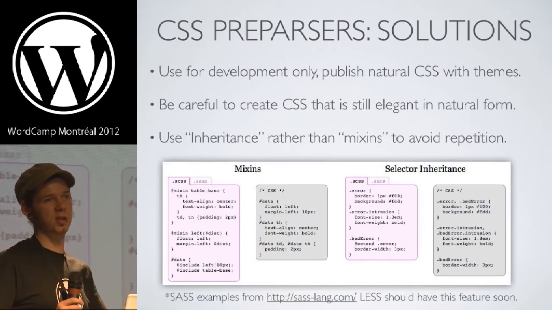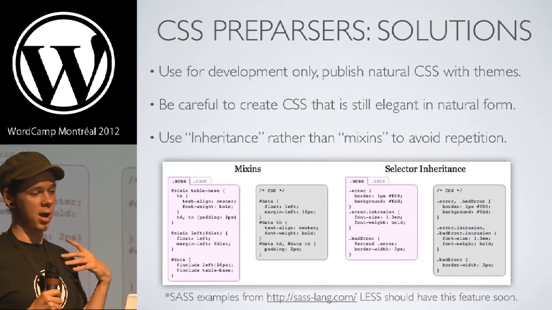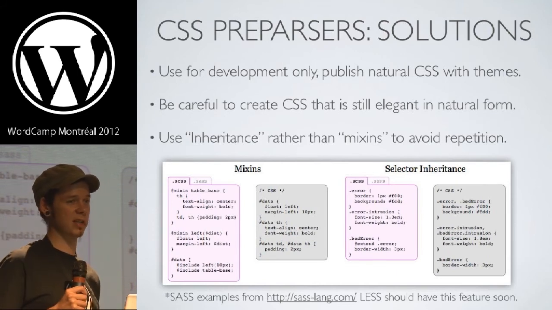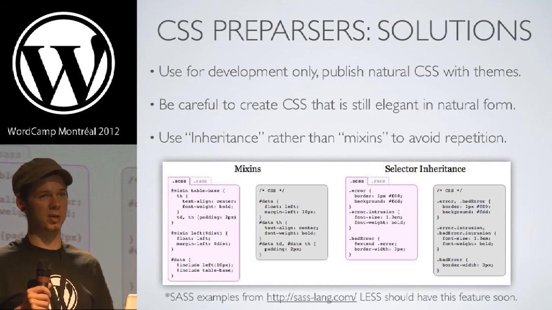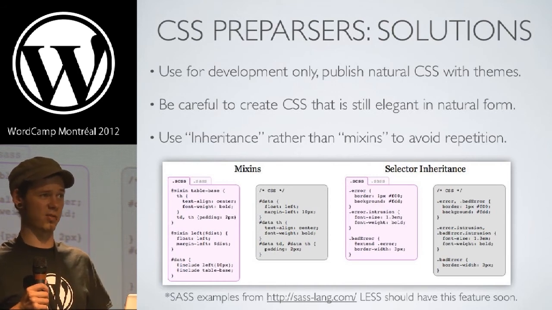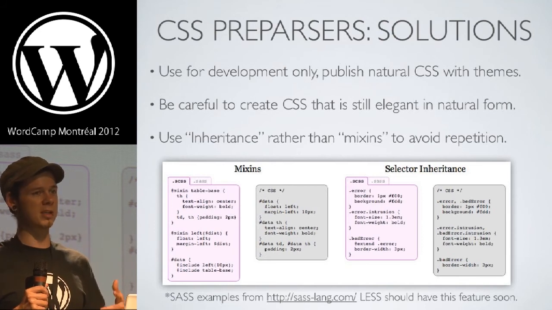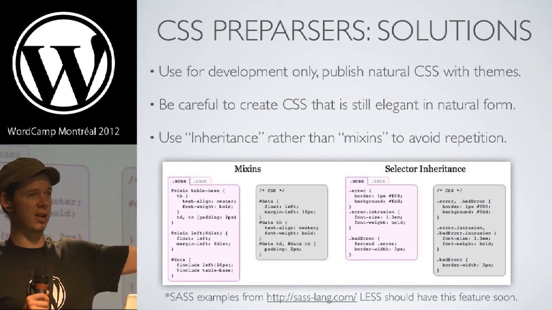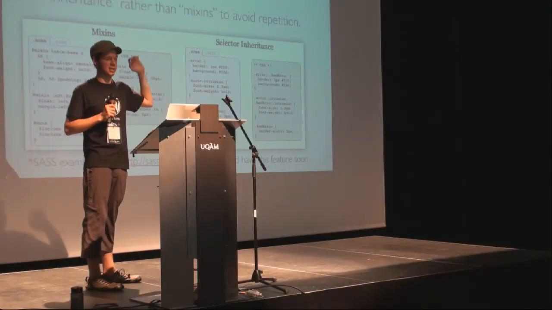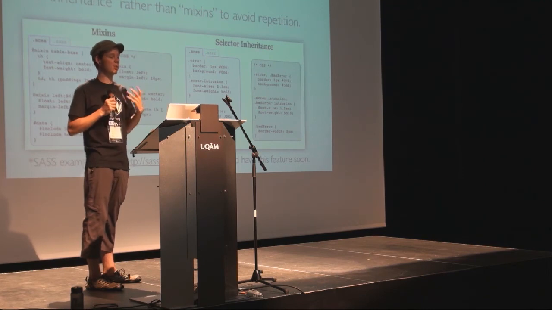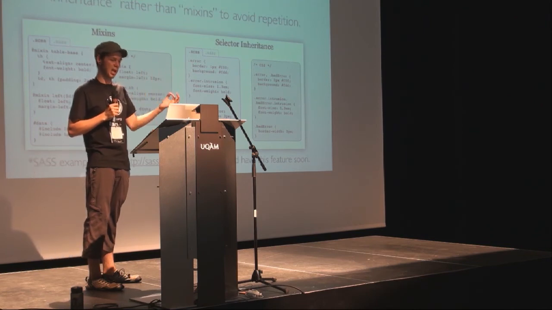So how do we get around some of those problems if you do want to use preprocessors? One is to use it for development only and to publish natural CSS with themes. Like, that's just a no-brainer. Almost everyone does that. There's ways to do it live on your server where it parses from the LESS, but that's a really weird idea. Ideally, when you commit it, you commit the final CSS, the thing that's going to go on your CDN, not LESS. So you can create CSS that is still elegant once it's put out, and it's totally possible. You just have to think ahead.